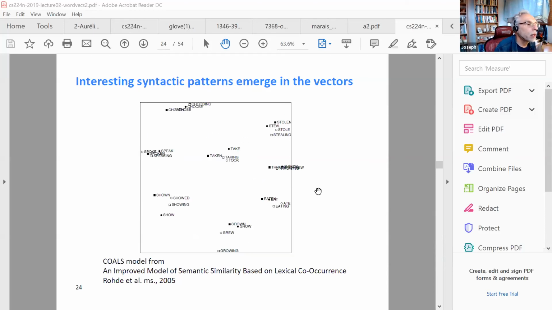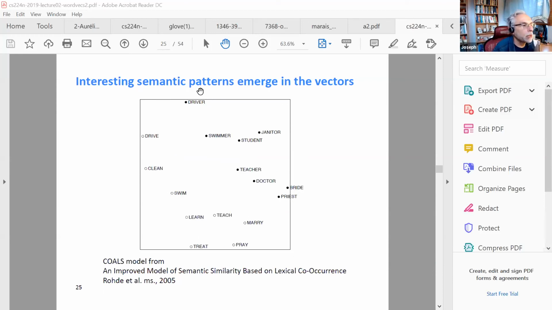Sorry, I got it wrong. So this is the structure of the language. Syntactic relates back to root words, right? This is why these words are clustered, because they all have the same root. So this is syntax relating to the structure of the language, whereas semantic patterns have to do with meaning.